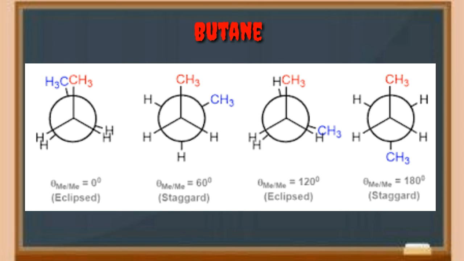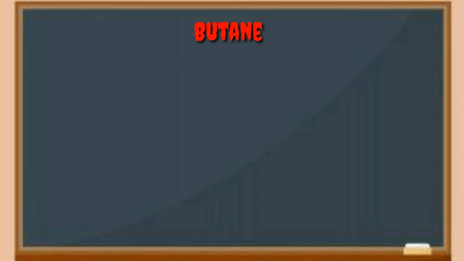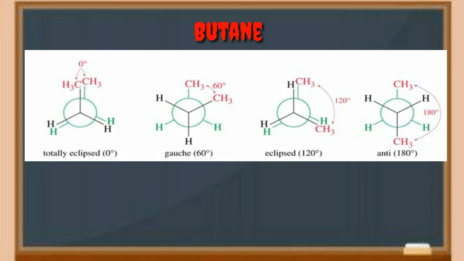But in butane, which has different branches, the eclipse and staggered conformations are still divided. Namely, when the angle between the methyls is 0, it is called totally eclipsed. When it rotates 60 degrees, or the angle between the methyls is 60 degrees, it is called gauche. When it rotates 120 degrees, it is called eclipse, and when it rotates 180 degrees, it is called anti-conformation.